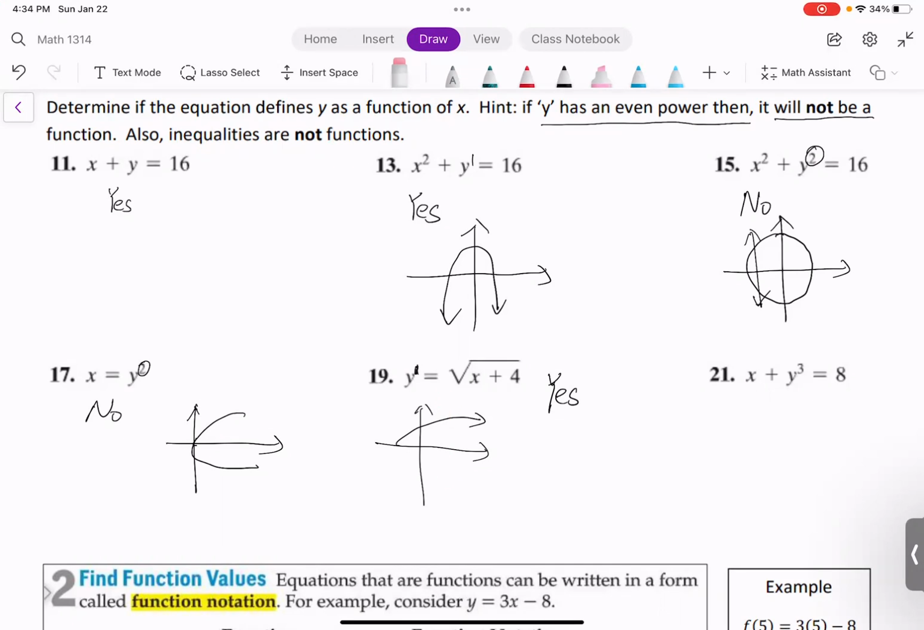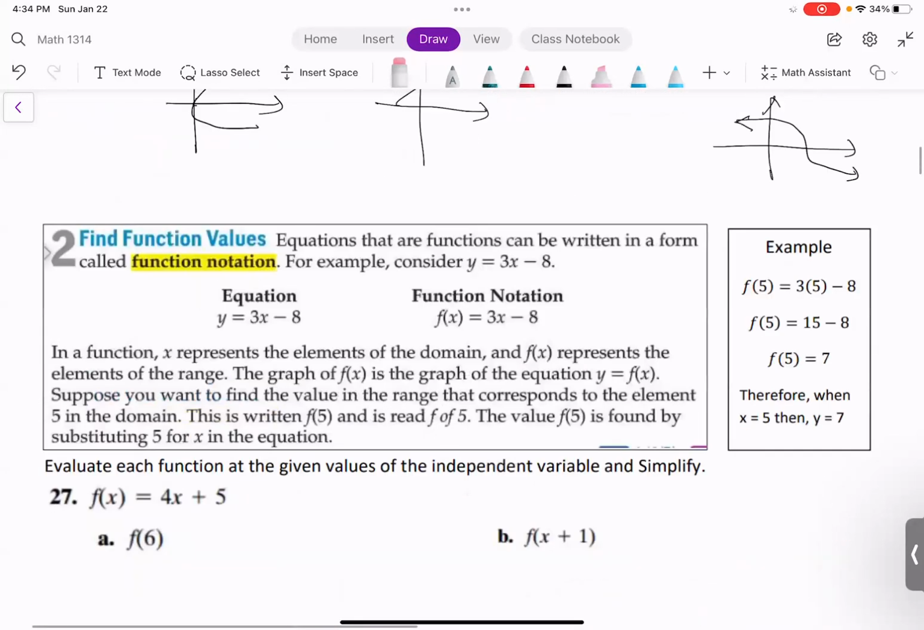Okay, next example. Is this one a function? The power is 3. So we put yes, because 3 is an odd number. It's not even. And the graph of this function is like this. So if we draw vertical lines, we have only 1 intercept. Okay, let's move on to see the next part.